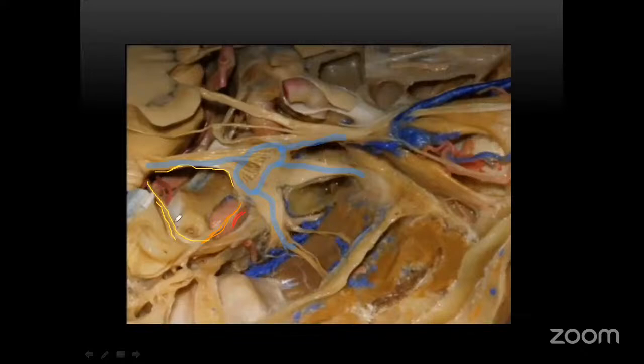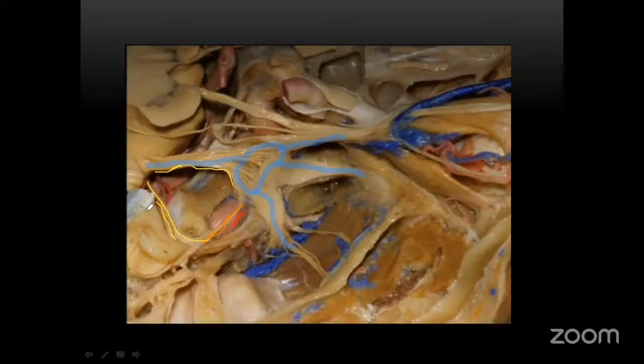Two nerves come from here, and one artery. Look here. That is the 7th and 8th. The facial nerve is coming here. It gives a branch, the greater petrosal nerve. And there is the vestibulocochlear nerve.